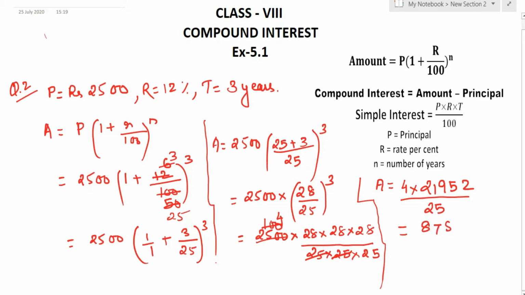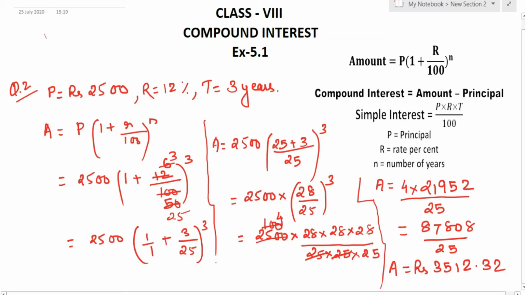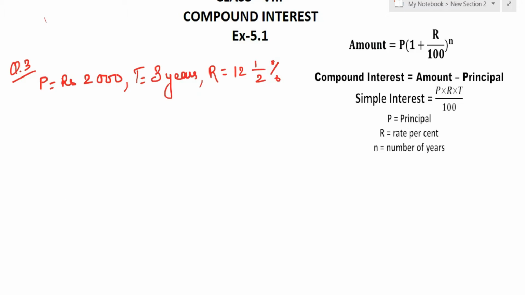It is 87,808. Now we need to divide it by 25 and we need to give the value correct to 2 places of decimal. So after dividing it by 25 we are getting the final answer as 3,512 rupees and 32 paise, correct to 2 places of decimal. Now let's start with question number 3.